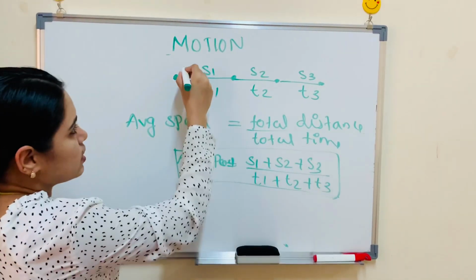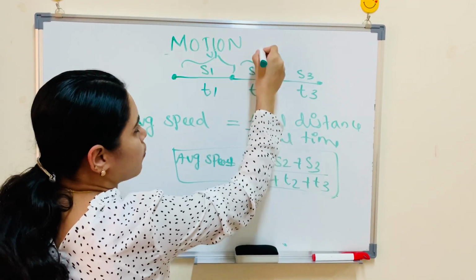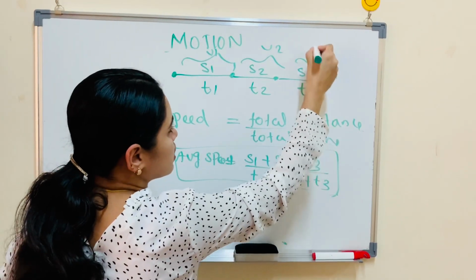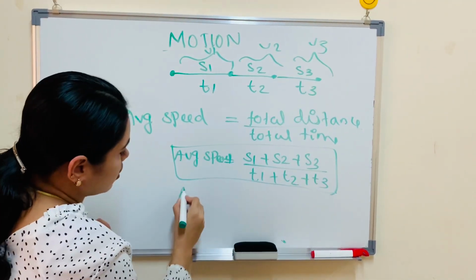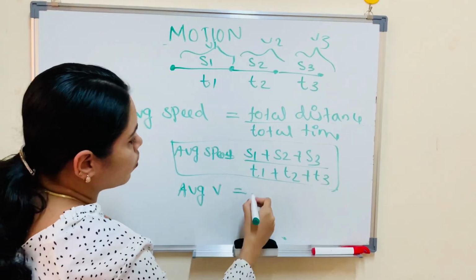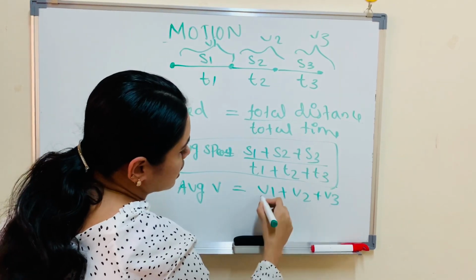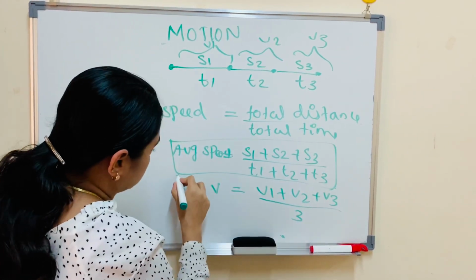Now the velocity here it is V1 and the velocity V2, here the velocity is V3. Then what is average velocity? Average velocity is equal to V1 plus V2 plus V3 divided by 3.